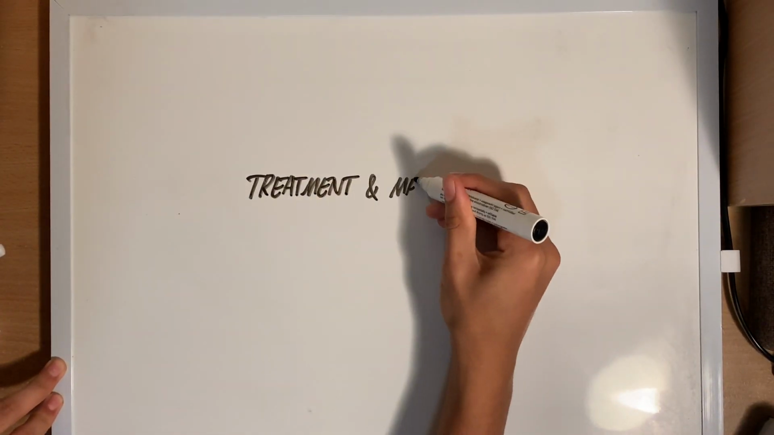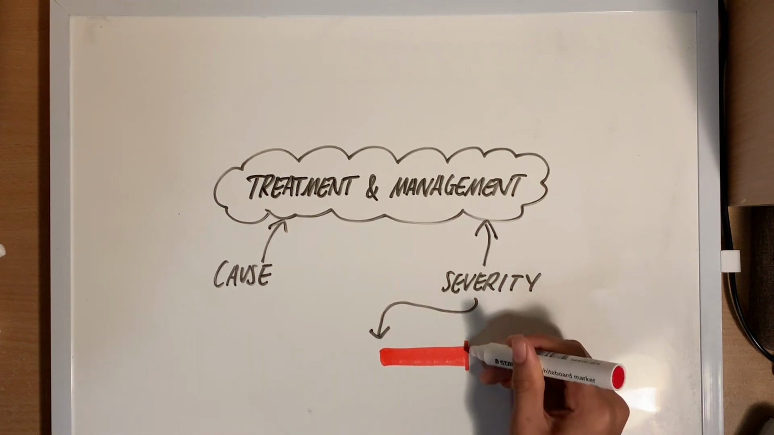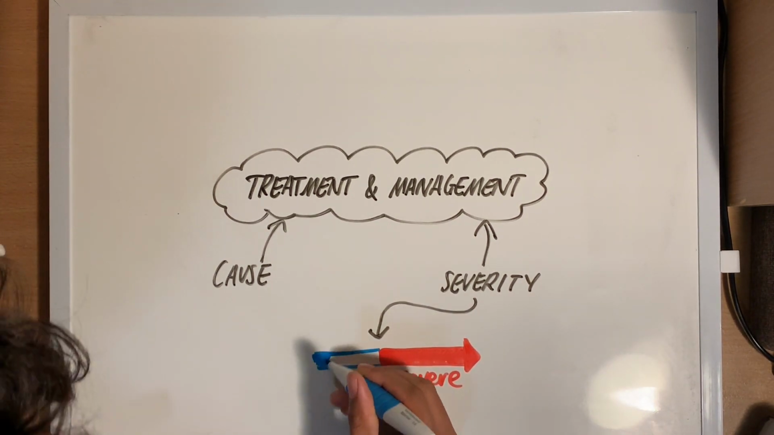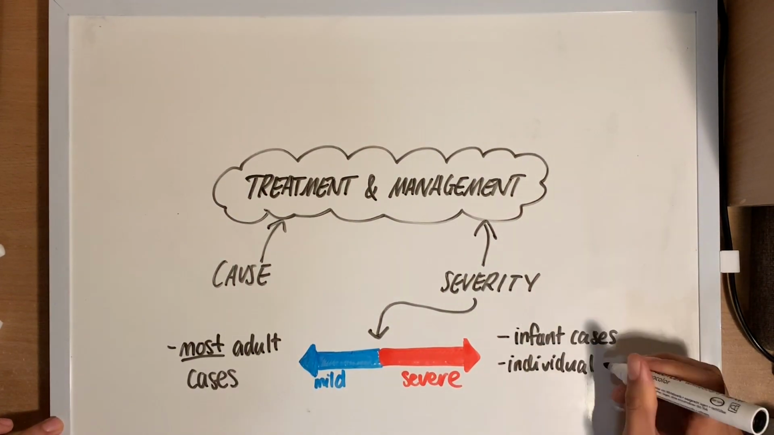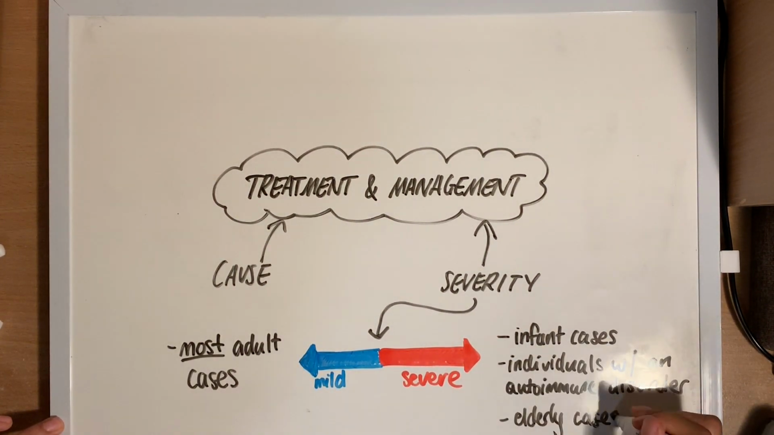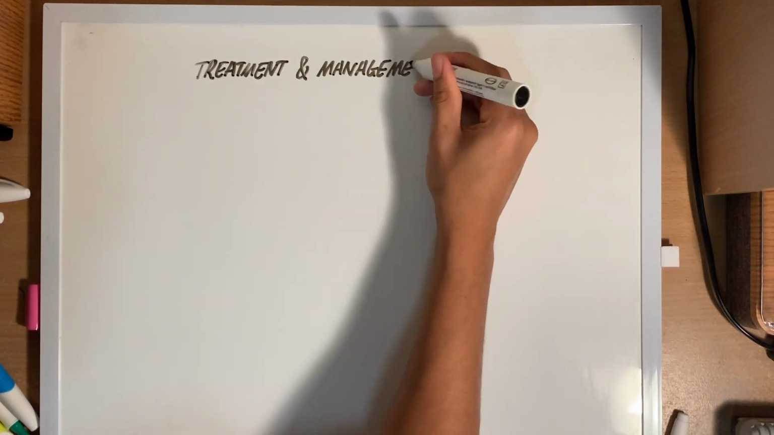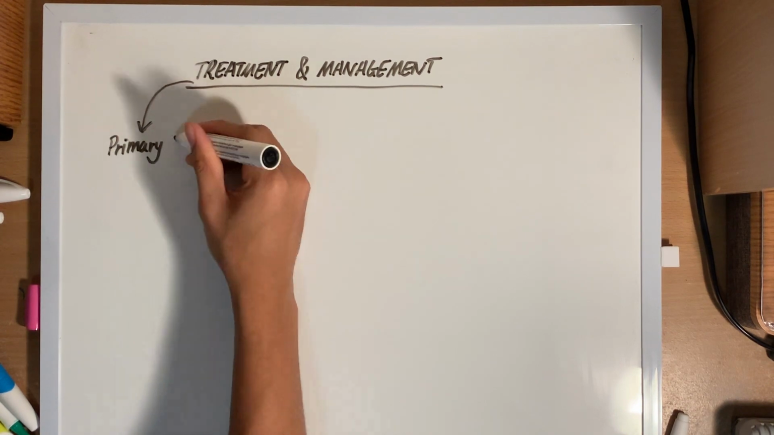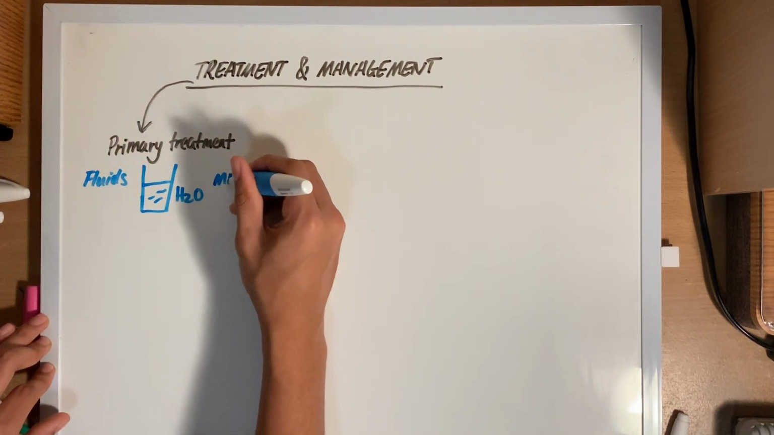In terms of the treatment and management of gastroenteritis, it is most important to consider the cause and severity of the condition. Generally, adult cases tend to be milder in comparison to infants, people with suppressed immune systems, and the elderly. The primary treatment for most bacterial, viral, and toxic causes of gastroenteritis is to drink fluids regularly to avoid dehydration caused by the vomiting and diarrhea.